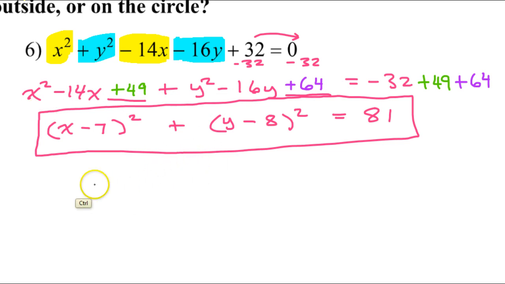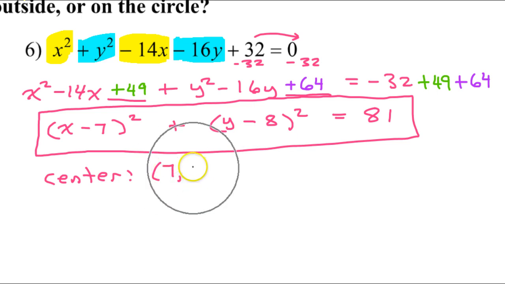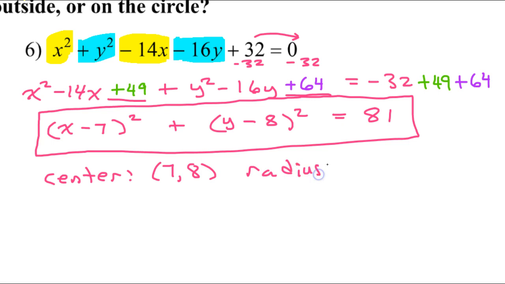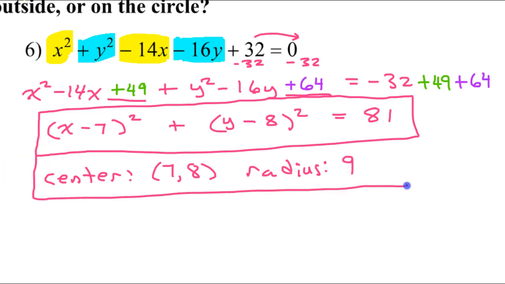Okay, next we're supposed to state the center and the radius. So the center is going to be the opposite of this, comma, the opposite of that. So that's why the center is going to be positive 7, comma, positive 8. And now the radius. Okay, this value is the radius squared. So the radius must be 9. Okay, so now we have the center and the radius. You could look at this as taking the square root of 81 if it helps you.